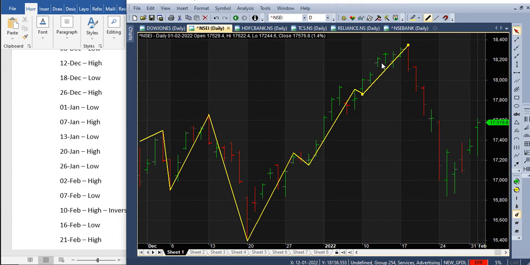Then 20th of January is high, which came on 18th. Again, it is taking support all the way through. Then 26th of January is low, and we have a low here on 25th.